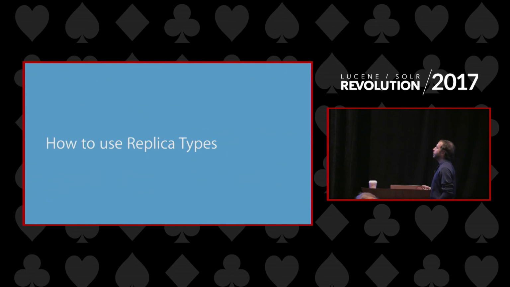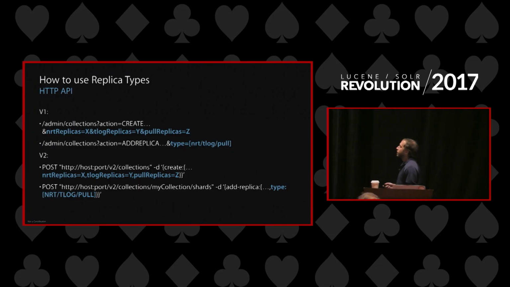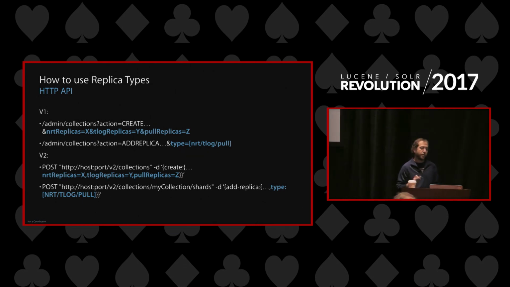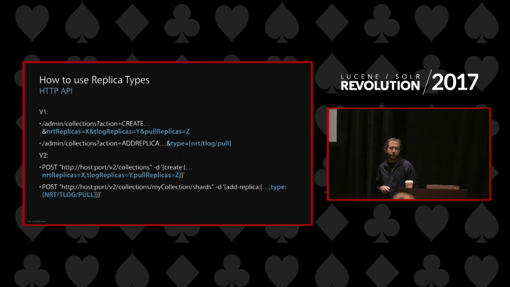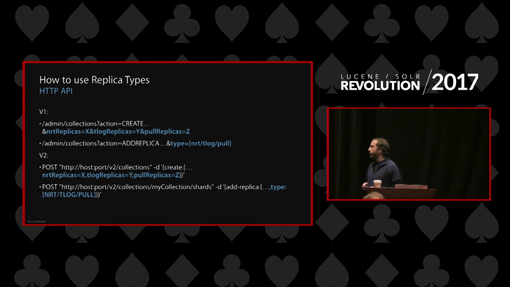So how do you use replica types? It's very easy, actually. When you create a collection or create a shard, you say which type of replicas you want to add to that collection or shard, right? If you don't want to use this and you still want to use the API of Solr 6, you can. You can specify a replication factor, and that's going to be translated directly to a set of near real-time replicas, right? Which is what you were getting before. And when you add a replica, you can choose which type you want it to be. And again, if you don't specify a type, it's going to be near real-time.